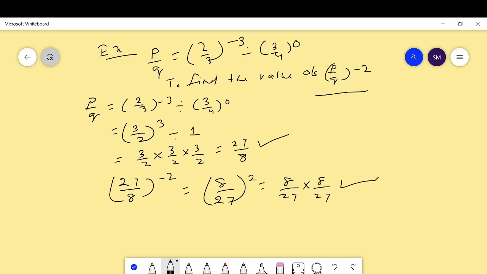Then this is equal to 64 upon 729. Okay. Then you students, please do your exercises.